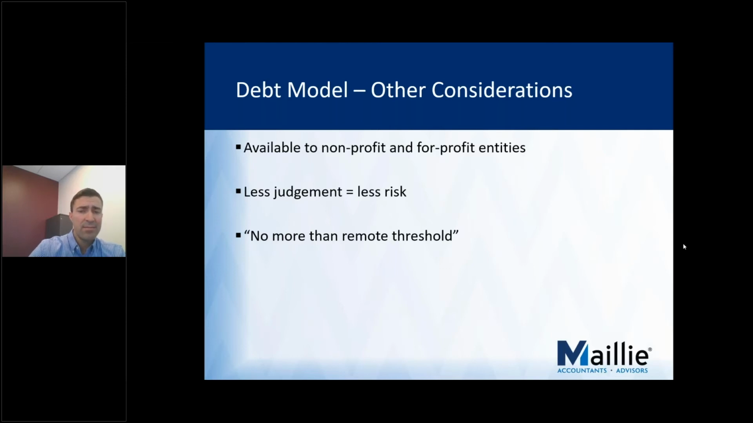So the debt model might be more appropriate for your entity if you are unable to establish that you can meet a no more than remote threshold for repayment of the PPP loans due to uncertainties about meeting conditions for forgiveness or incurring eligible expenses.